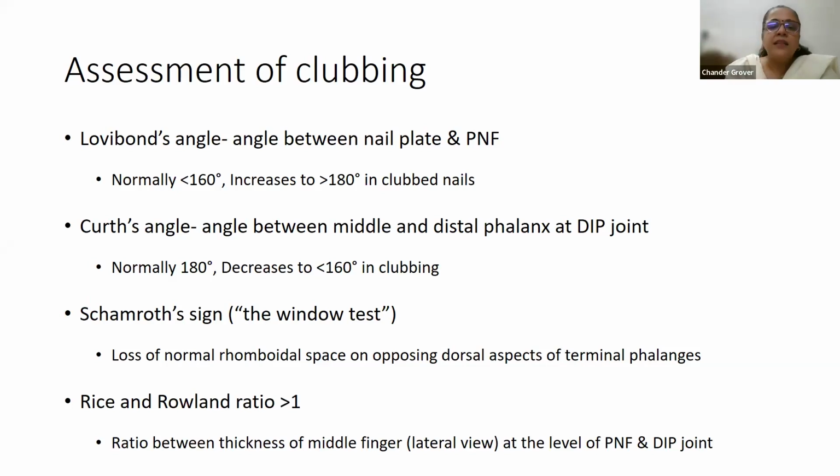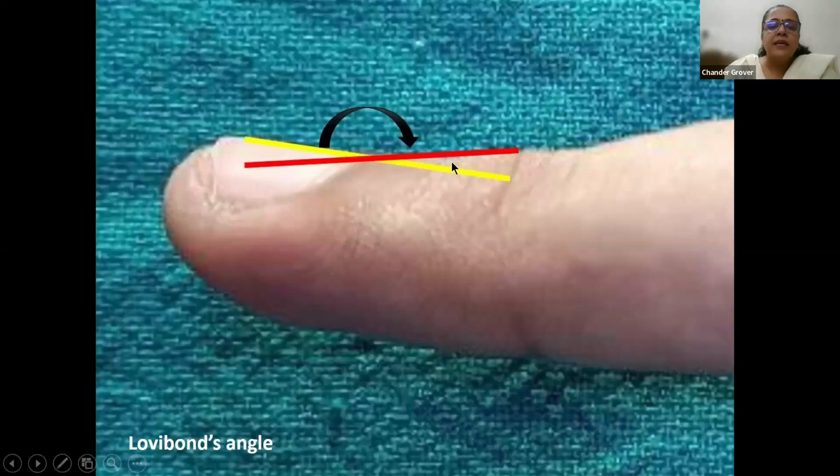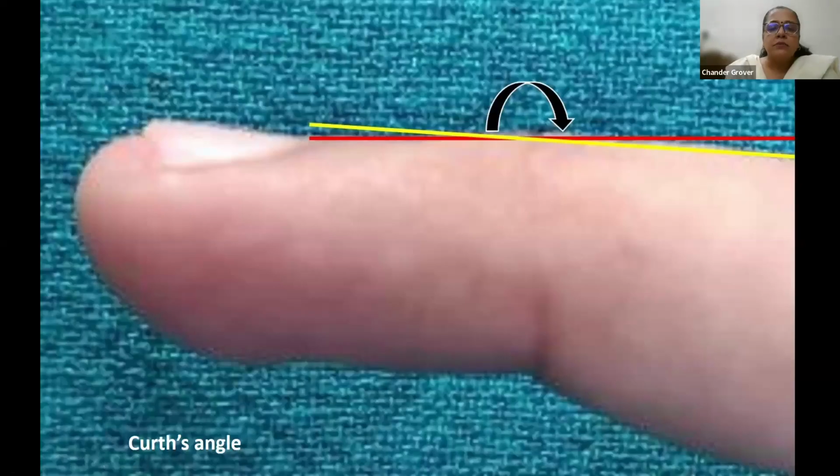Lovibond's angle is the angle between the nail plate and the proximal nail fold. Normally this is supposed to be an obtuse angle, less than 180 degrees. If this curvature increases, then this angle goes beyond 180 degrees. The other angle which you are supposed to see is at the distal interphalangeal joint, and we call it Curth's angle. This is normally more than 180 degrees and it starts decreasing, because once this part starts rising, the angle is going to change.